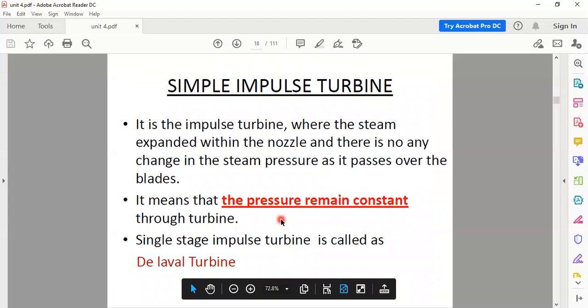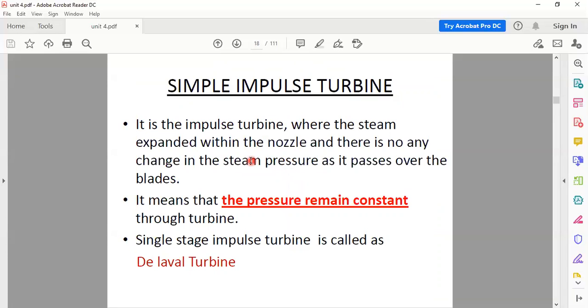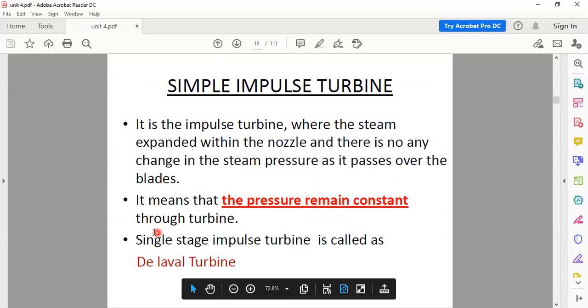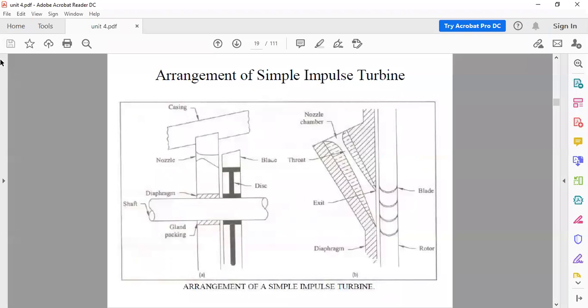Now, simple impulse turbine. It is an impulse turbine where the steam is expanded within the nozzle and there is no change in the steam pressure as it passes over the blade. It means that the pressure remains constant through the turbine. A single stage impulse turbine is called a de Laval turbine.